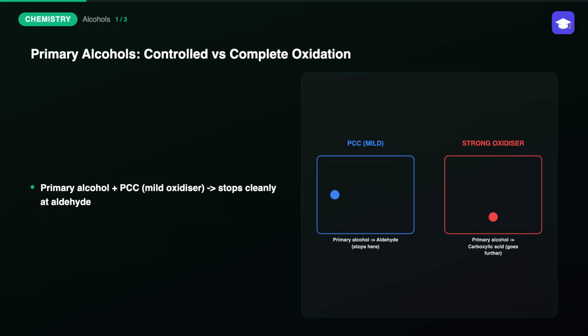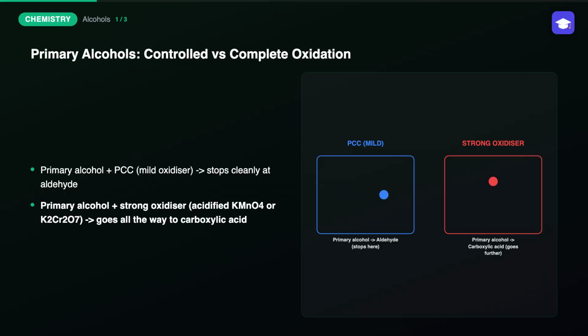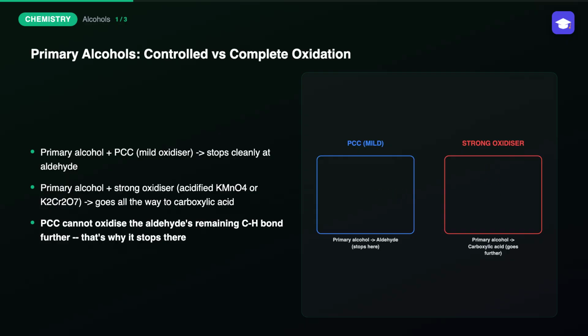Using pyridinium chlorochromate, PCC, a genuinely mild oxidizing agent, a primary alcohol is oxidized only partially, stopping cleanly at the aldehyde stage, since PCC specifically cannot push the reaction any further. Using a genuinely strong oxidizing agent instead, like acidified potassium permanganate or acidified potassium dichromate, the reaction proceeds all the way through to a carboxylic acid, since the aldehyde intermediate formed is itself immediately further oxidized under these harsher conditions.